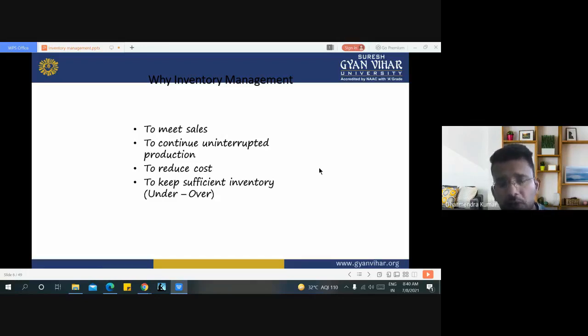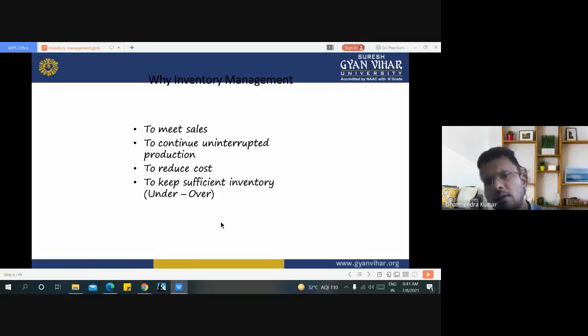in idle machine or idle position of machining or idle position of men. Thus, inventory management runs the overall production of the company, utilization of the machines and utilization of the manpower, to reduce cost, to keep sufficient inventory, under and over.